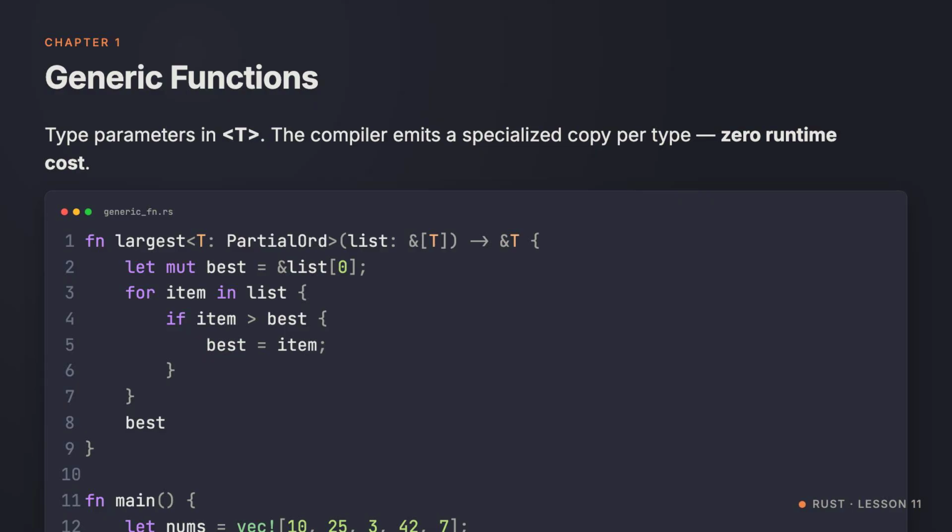The example on screen shows a function called largest. It takes a generic T with a trait bound of PartialOrd, meaning T must be a type you can order with greater than. It walks through a slice and returns a reference to the biggest element. We call it once with a vector of numbers and once with a vector of characters. The compiler produces two specialized copies, each one tailored to its specific type. Both run at full speed.